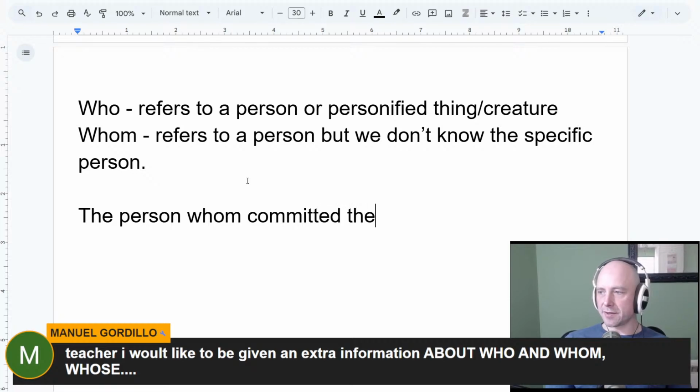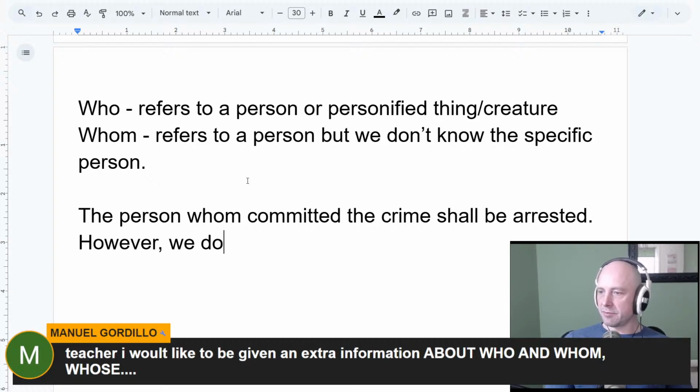Whom committed the crime shall be arrested. However, we don't know who that is. We don't know whom that is. It's a tricky one. I'm going to say we don't know who that is yet.